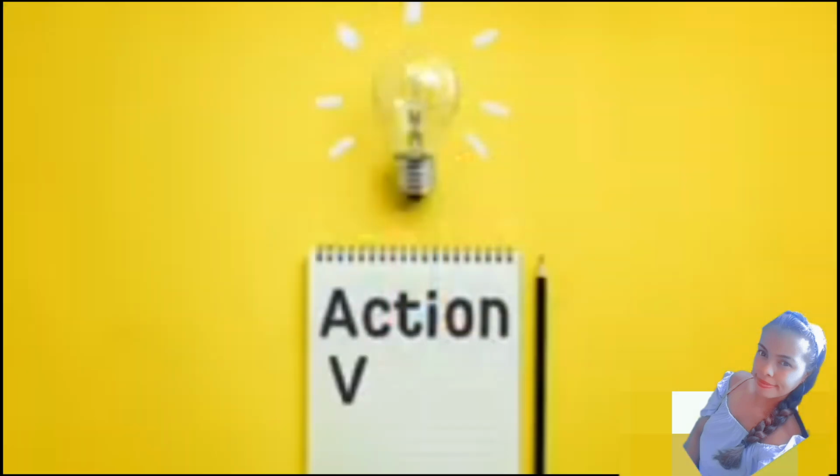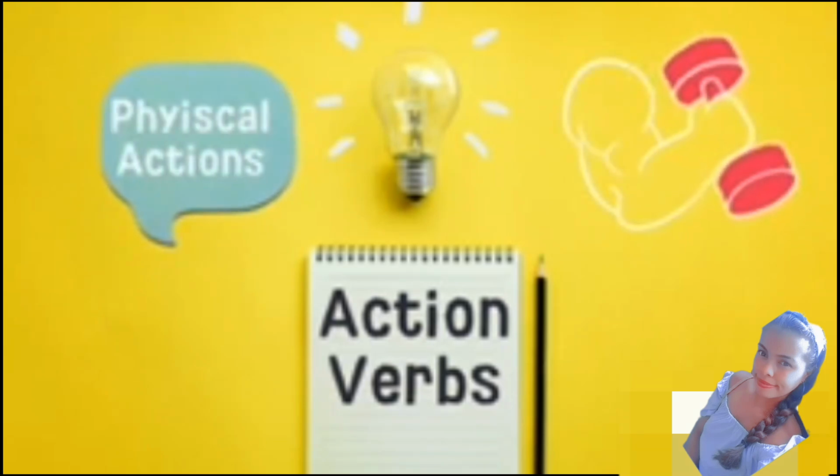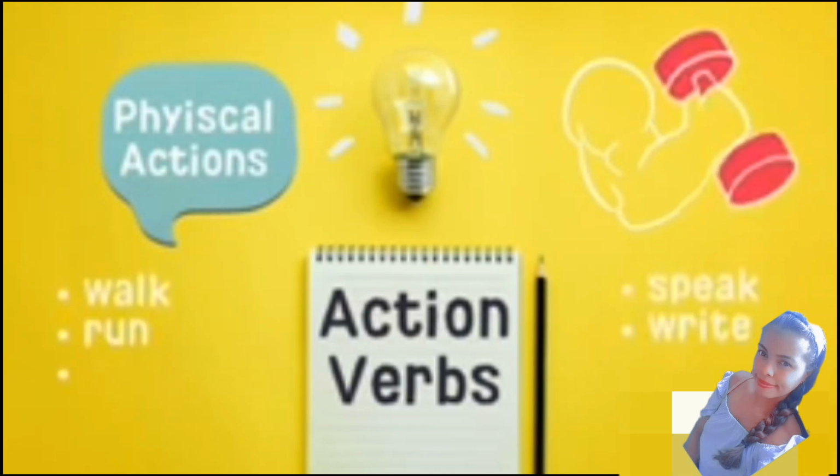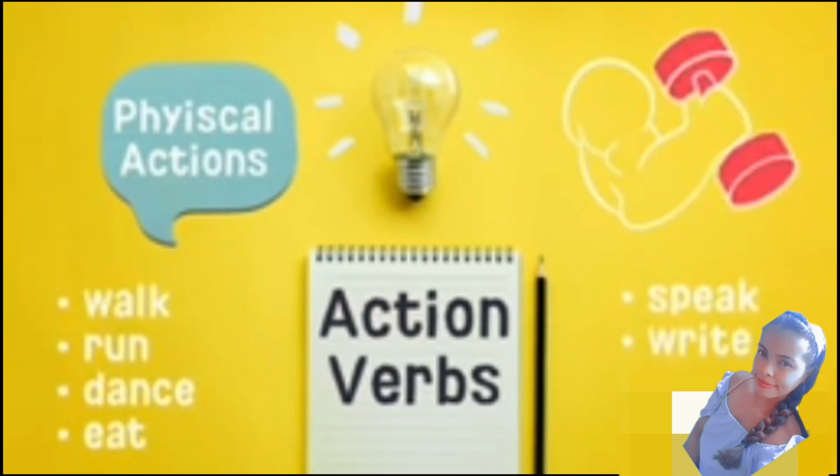When you think of verbs, you probably think of doing words or words that describe physical actions, all the actions you can perform. You can walk, run, dance, eat, speak, and write. All of these are action verbs. When a person or thing is doing something, that's an action verb.